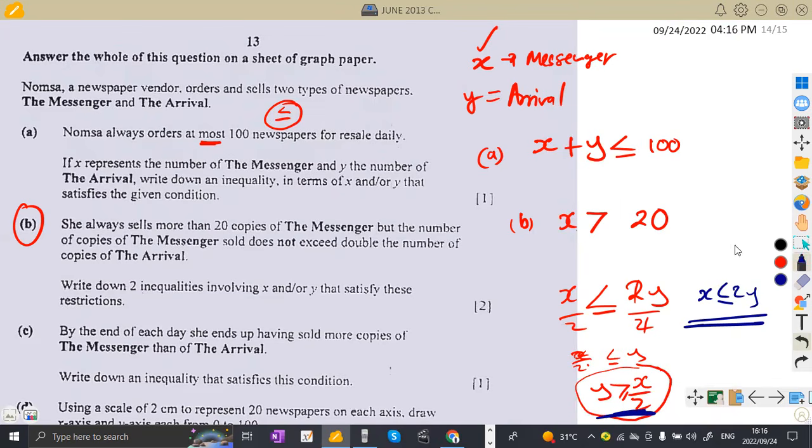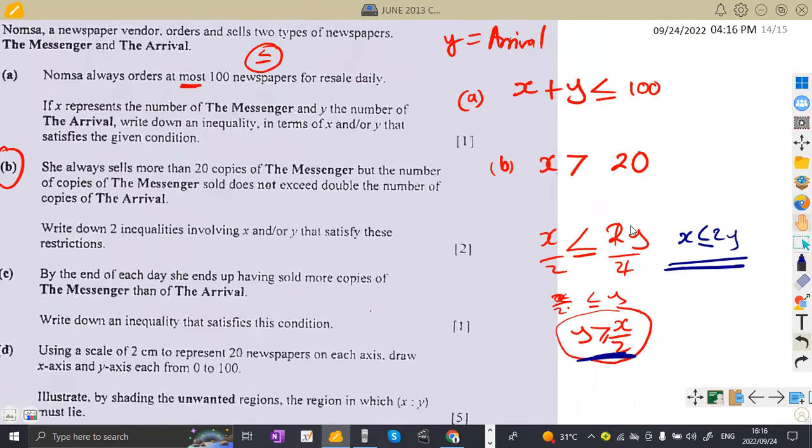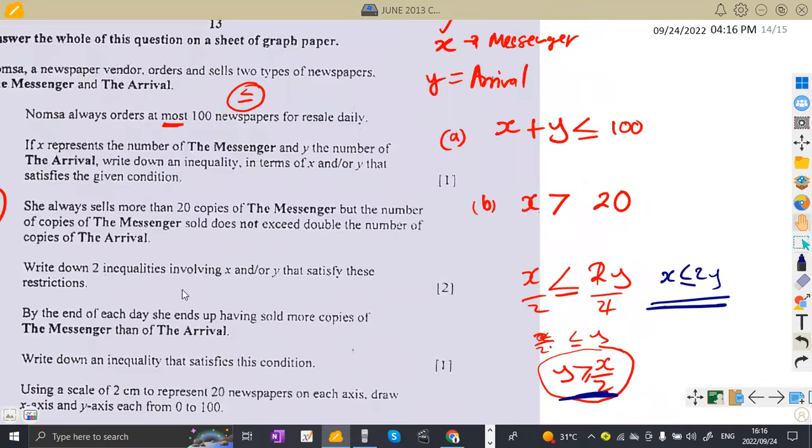Then another part we are given here: by the end of each day, she ends up having sold more copies of the Messenger than the Arrival. So for the Messenger, there are more.